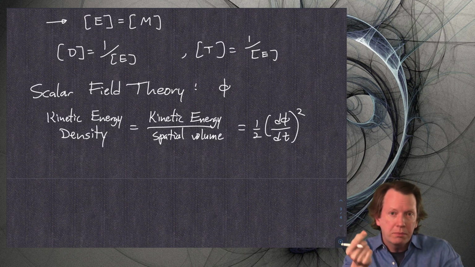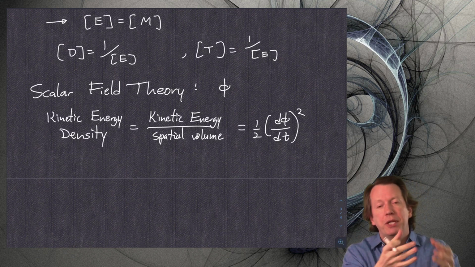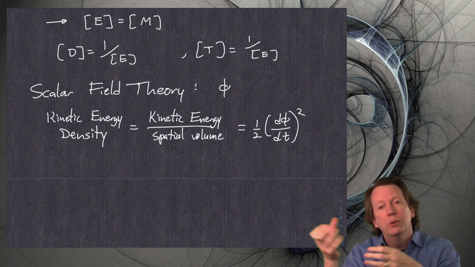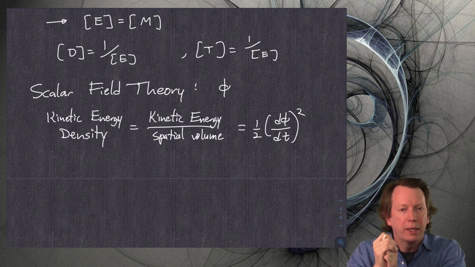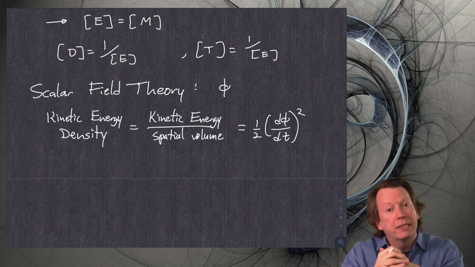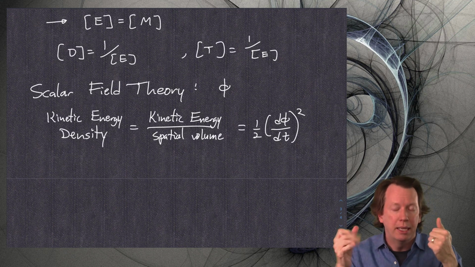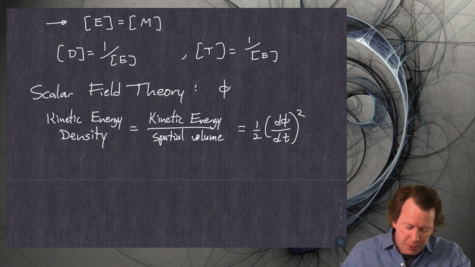For a particle, the kinetic energy is 1/2 mv squared. And if you think of m as a constant associated with the particle, the kinetic energy goes like the velocity squared, the rate of change of position squared. So the fact that the kinetic energy of a scalar field goes as the rate of change of the field squared should come as no surprise. So let's do some dimensional analysis to this equation.